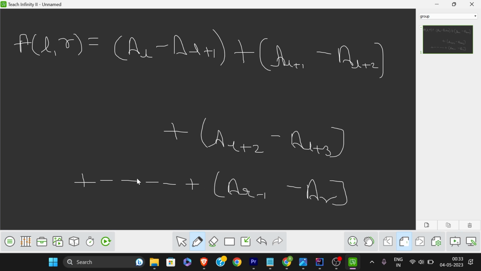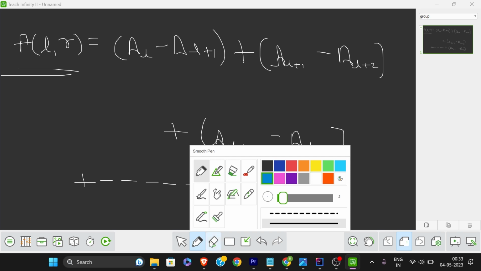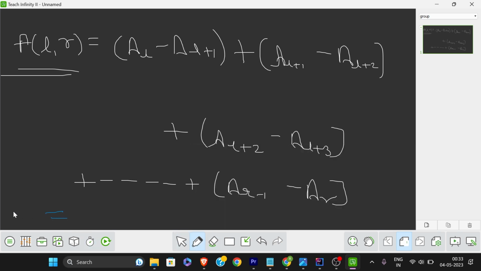So the first function is pretty simple. I will change the color. The last one I will call the second function, a of R minus a of L. So if these two functions are not equal, then it will be an unstable array. Otherwise it will be a stable array.